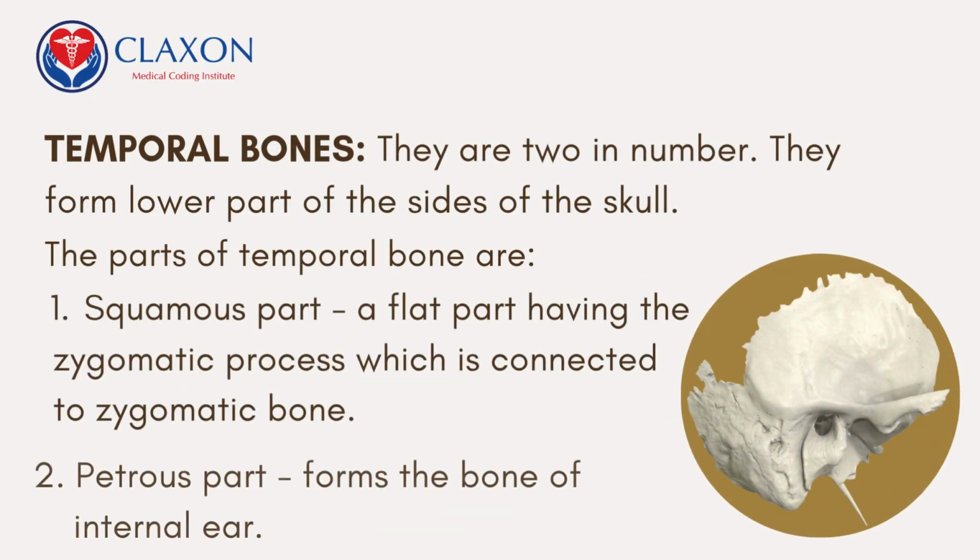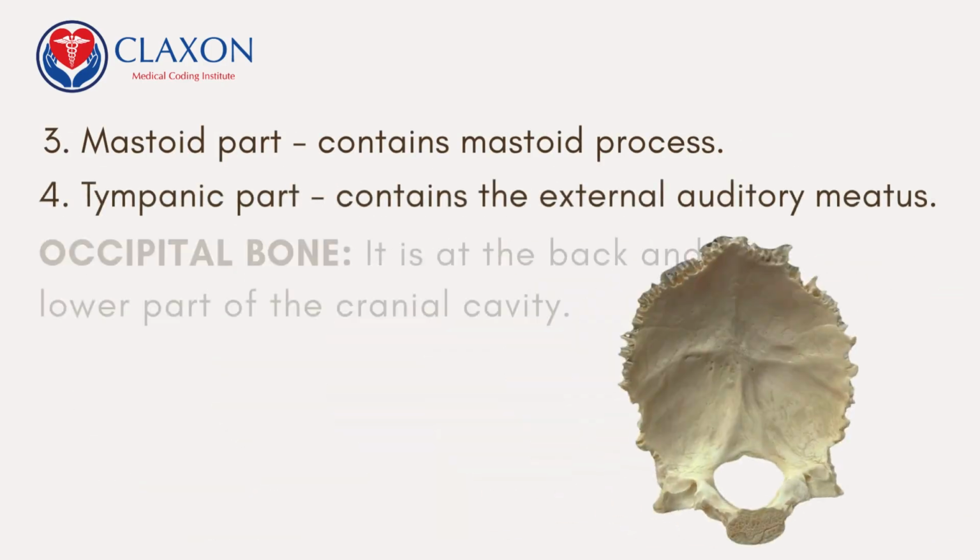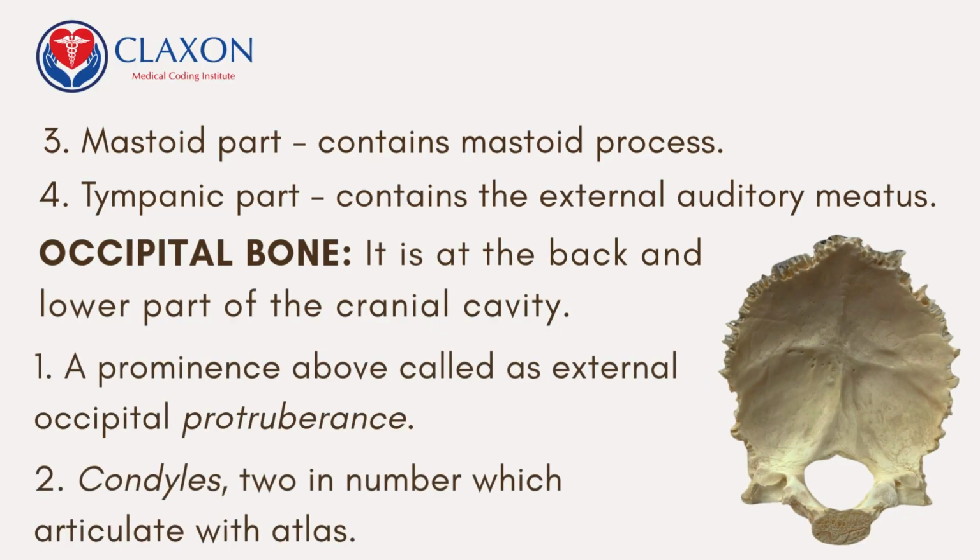Temporal bones. They are 2 in number. They form lower part of the sides of the skull. The parts of temporal bone are: squamous part, a flat part having the zygomatic process which is connected to zygomatic bone. Petrous part forms the bone of internal ear. Mastoid part contains mastoid process. Tympanic part contains the external auditory meatus.